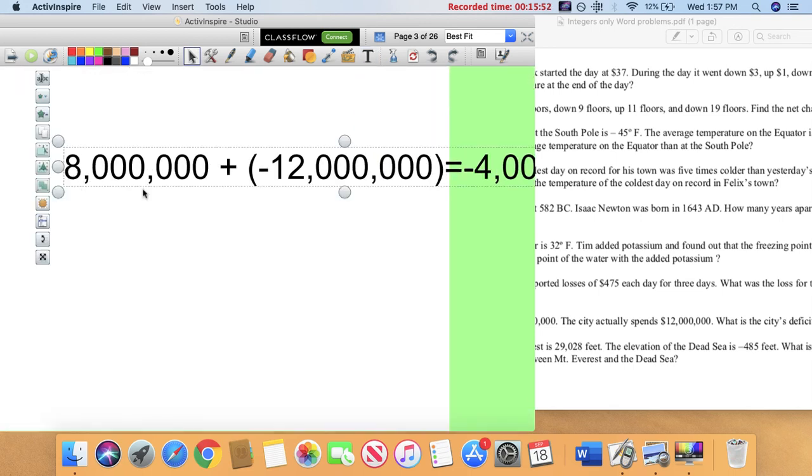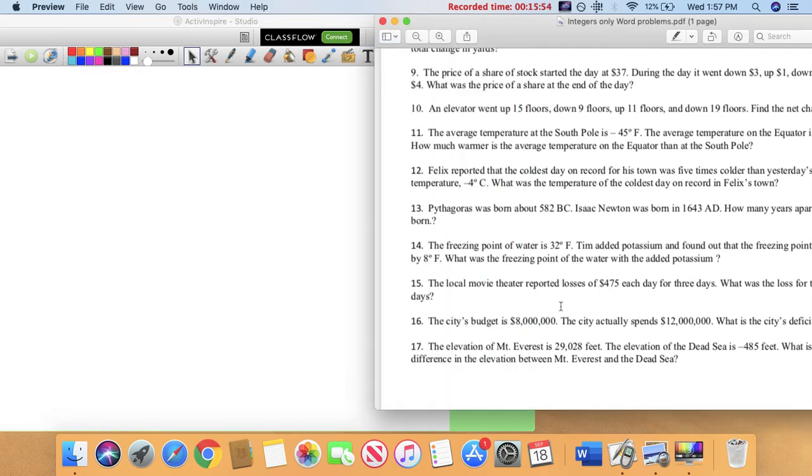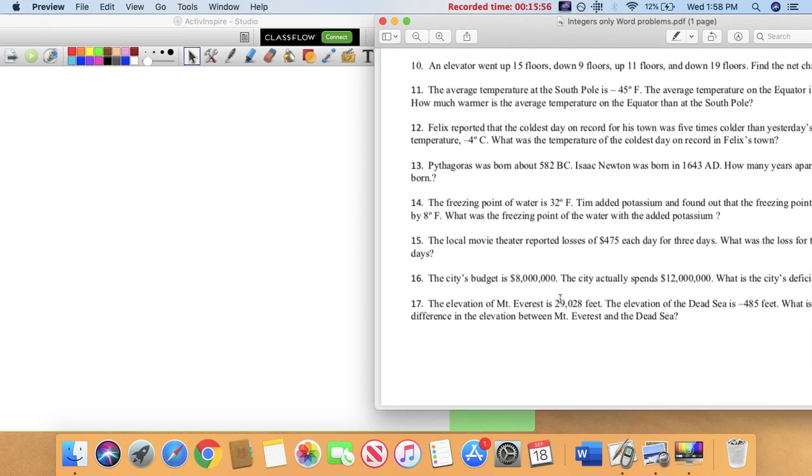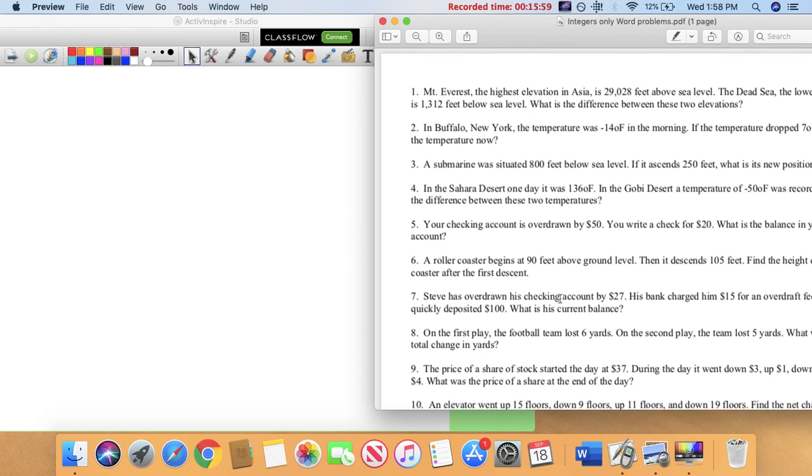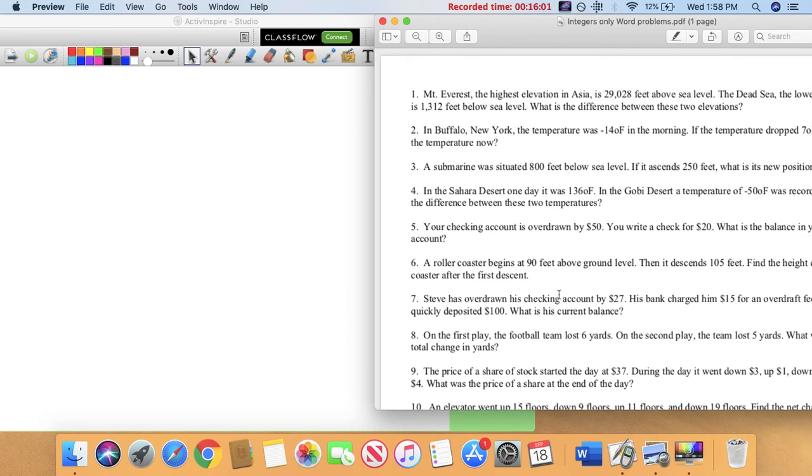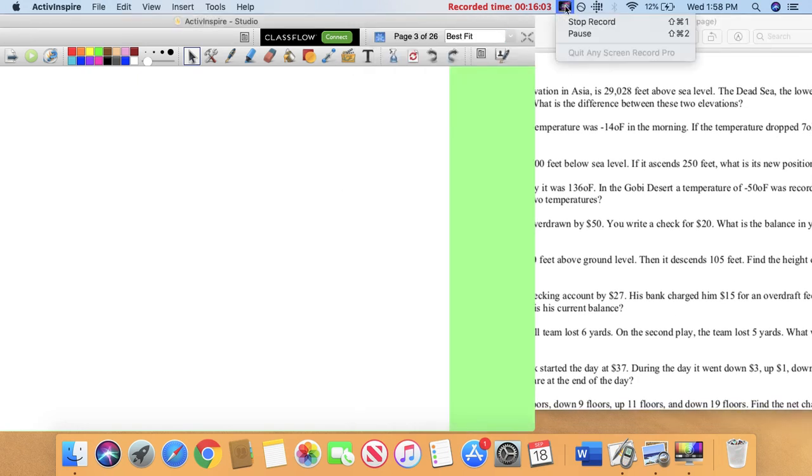Big chunk of money. And the elevation problem looks like a repeat of number 1. Yes, it is. Okay, so which means I am done. I'll put this up and we're done.